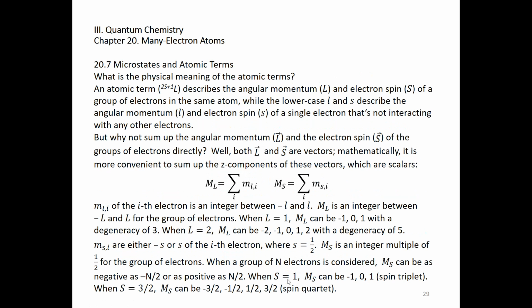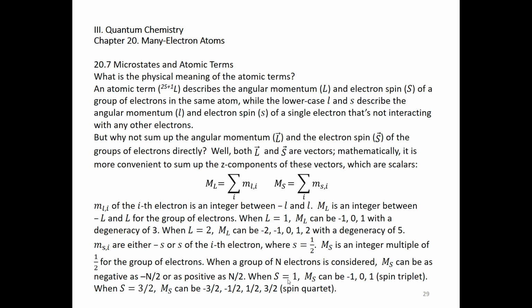Now, what is the physical meaning of the atomic terms? Well, an atomic term describes the angular momentum and electron spin of a group of electrons in the same atom. Remember, in general chemistry, we use the lowercase l and the lowercase s to describe the angular momentum and electron spin of a single electron.